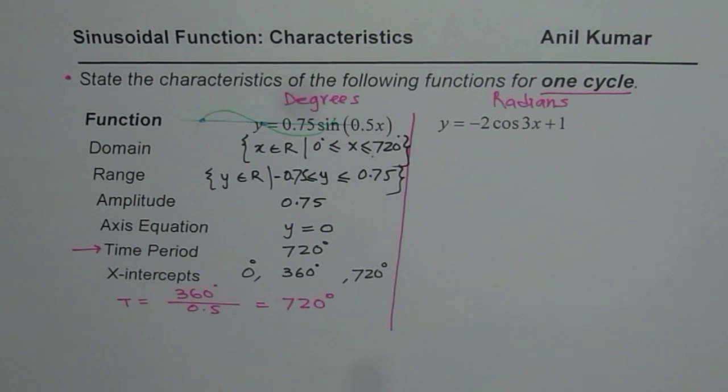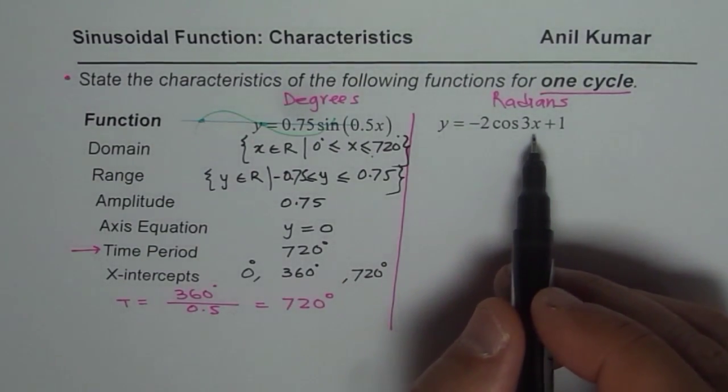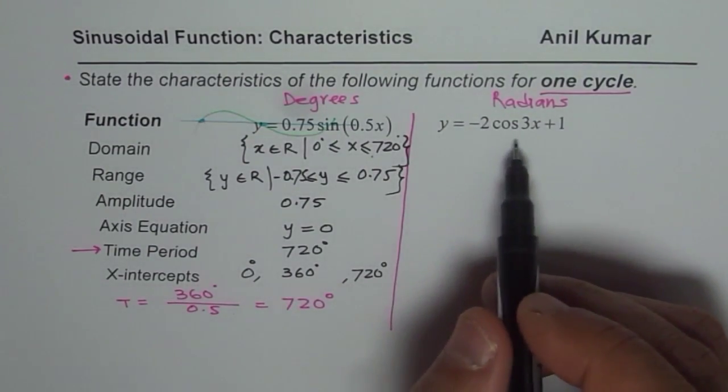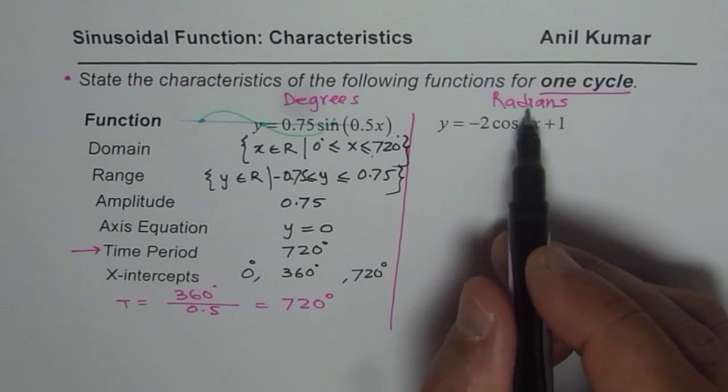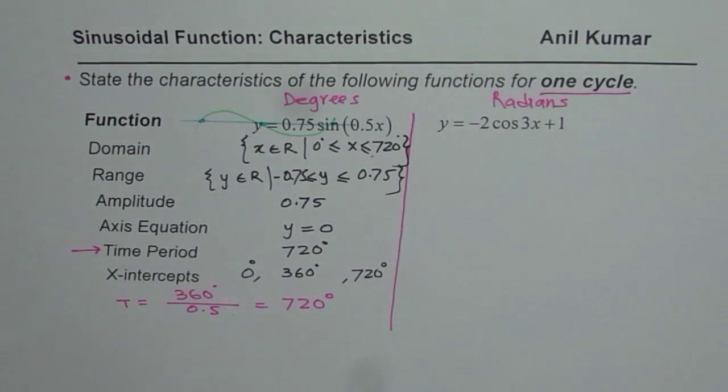I hope you understand and appreciate it. The second one here is cosine function, right? So let's figure it out, how to do this one. So first is time period. We are working in radians now.